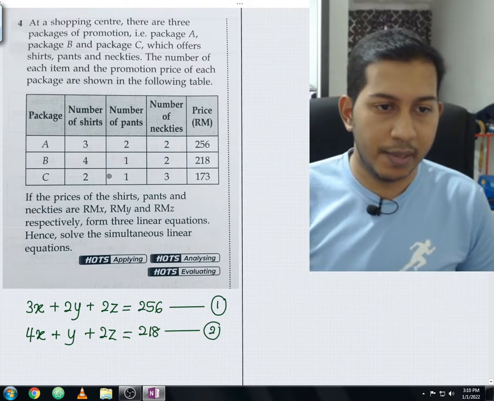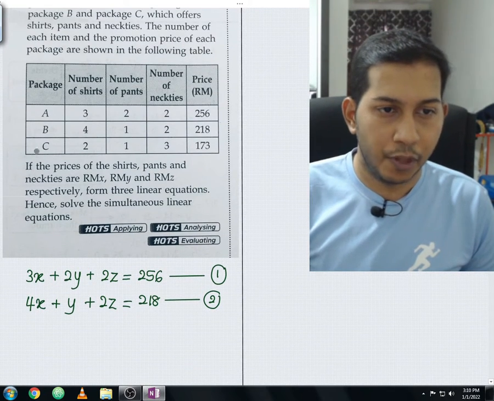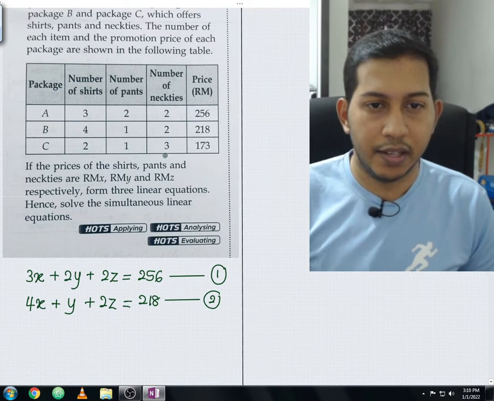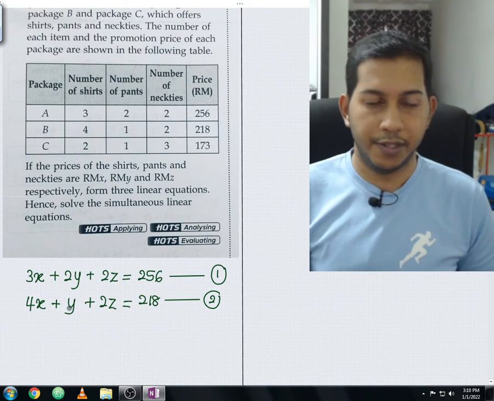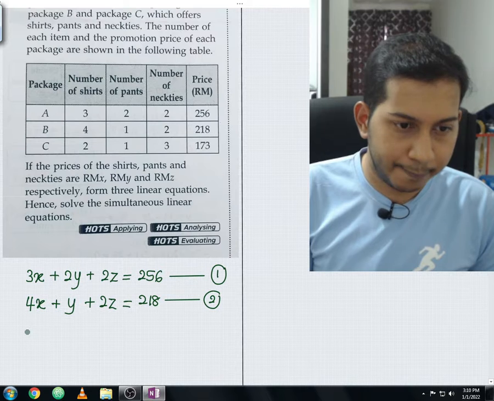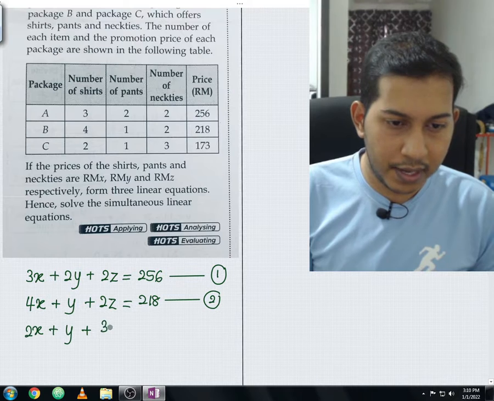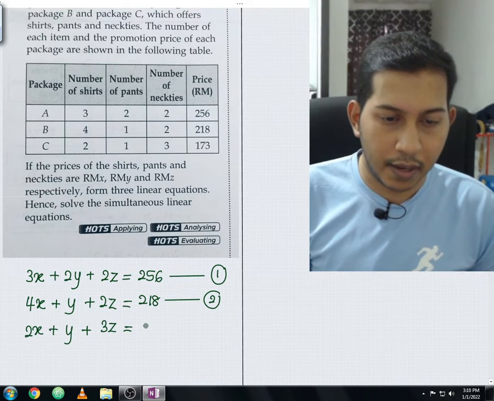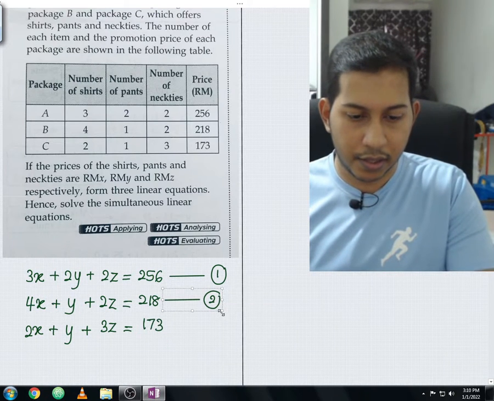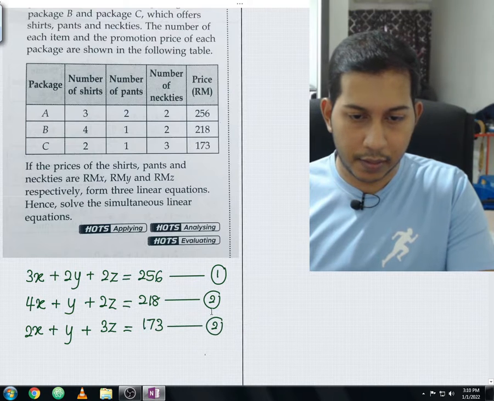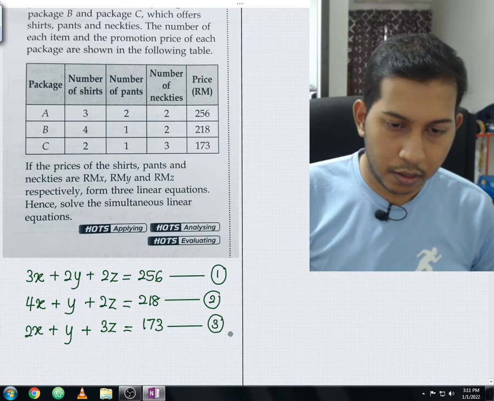Similar step applies for package C as well. For package C, you have 2 shirts, 1 pants and 3 neckties, where the price is 173. This information you convert into equation form. So it will be 2x plus y plus 3z, which is equal to 173. Label this as equation 3. Let me just remove this and write this as equation number 3.